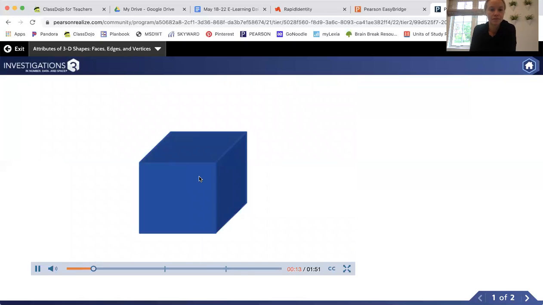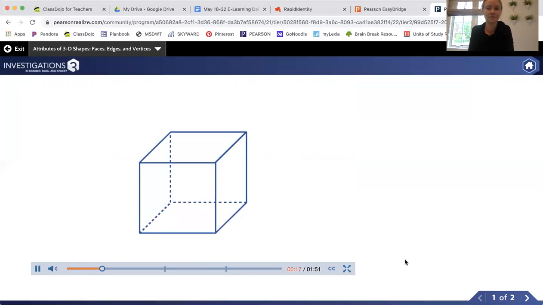3D shapes have faces, edges, and vertices. The 3D shape I'm looking at is a cube. The side of a 3D shape is called a face. On a cube, all of the faces are square.